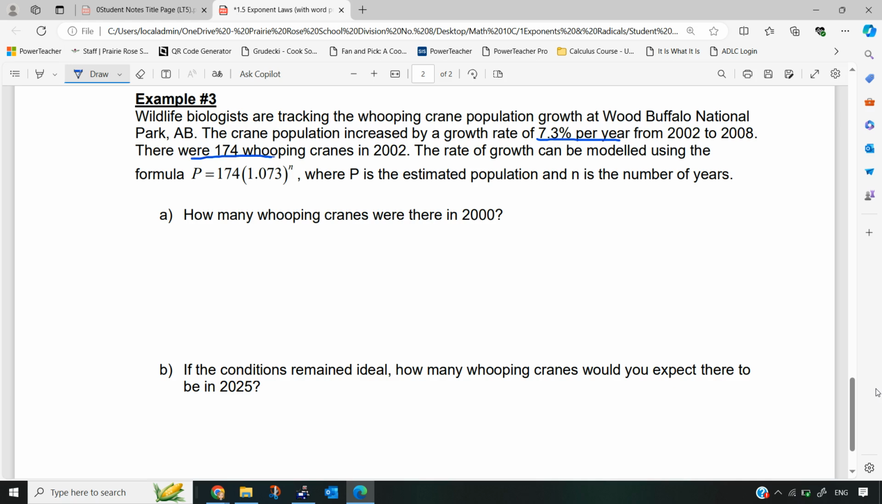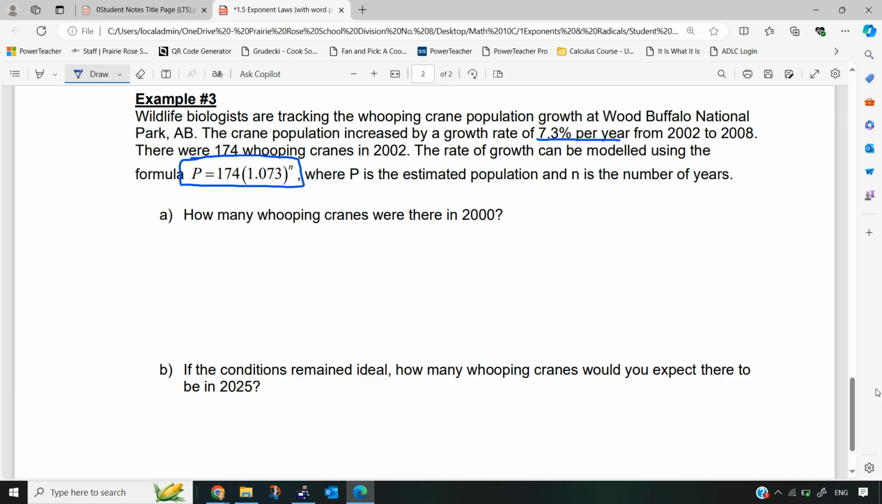Now, when you get to grade 12, you'll actually be looking at building these formulas yourself. For now, we're just going to work with the formula as given. So the population is 174 times 1.073 to the n. P is the estimated population and n is the number of years. Now, it says how many whooping cranes were there in 2000?